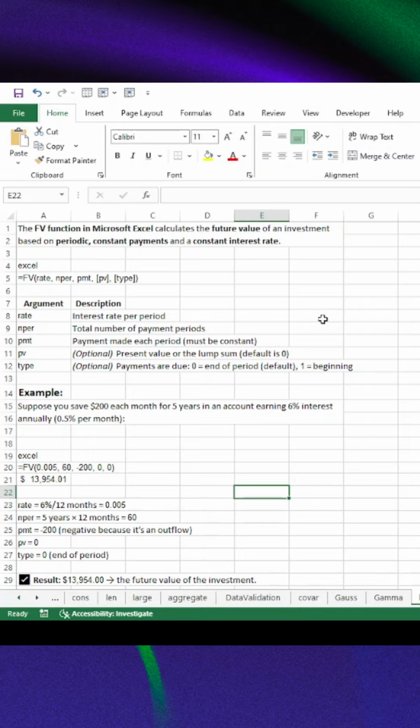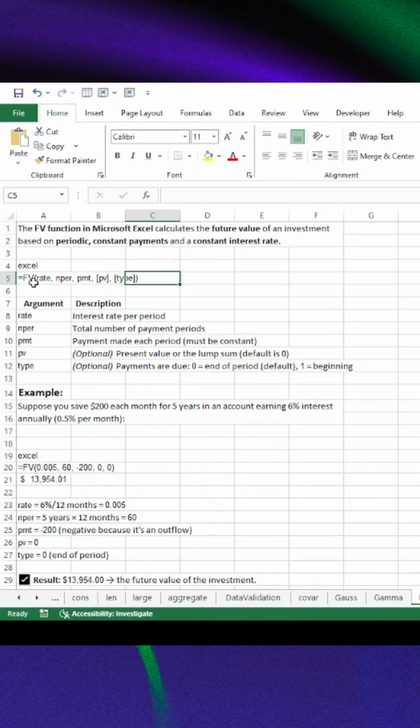So here's a really important function to learn in Microsoft Excel, and this is the future value function. So this will give you the future value of an investment based on periodic and constant payments. So think of you're saving a certain amount each month, and that would be at a constant interest rate.